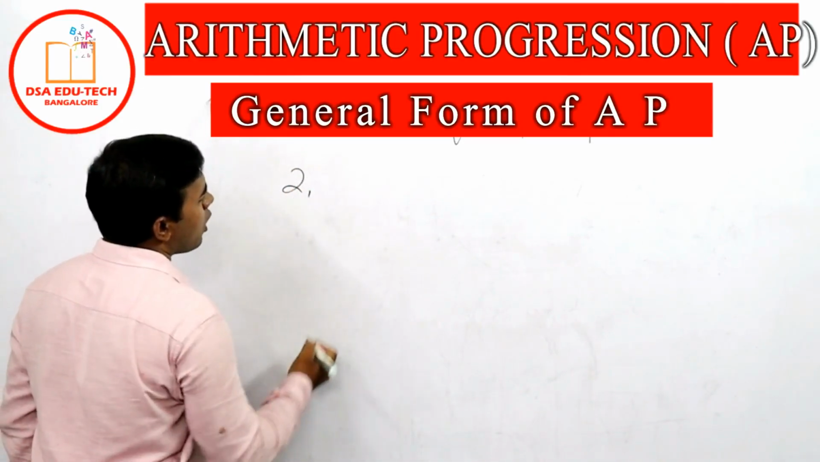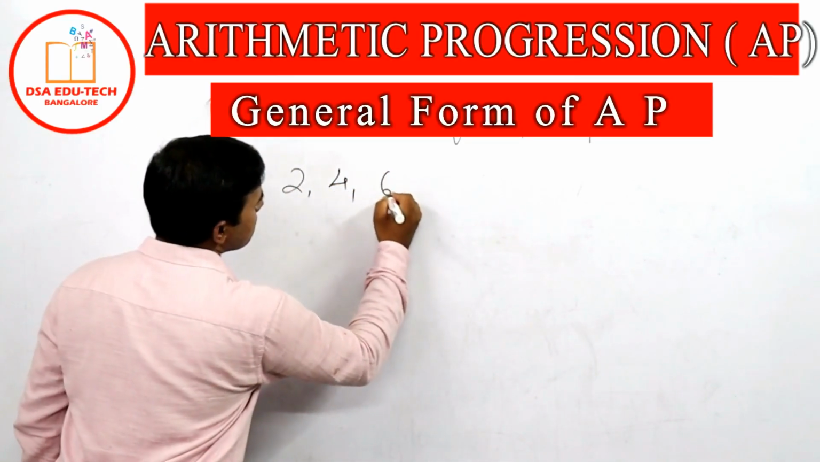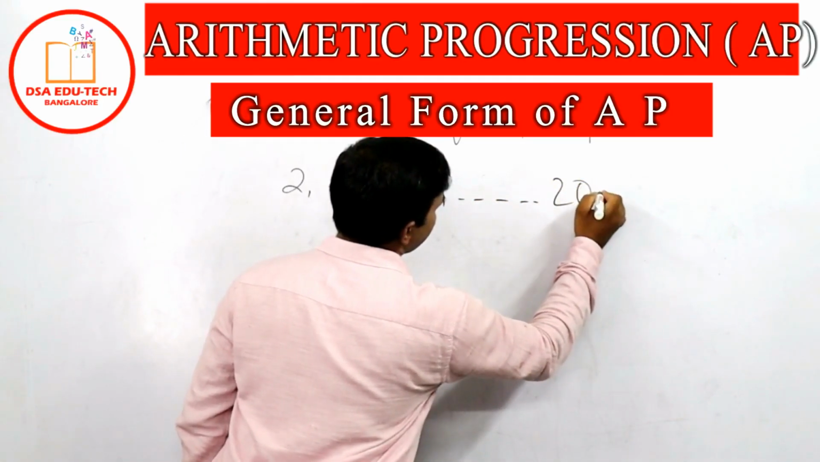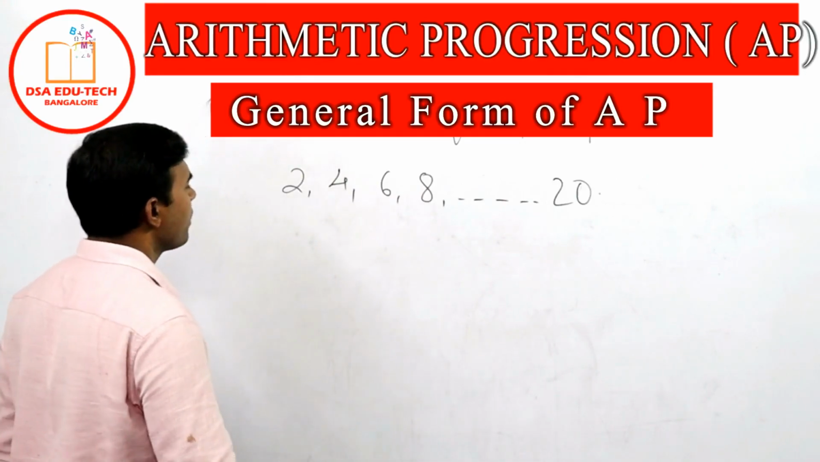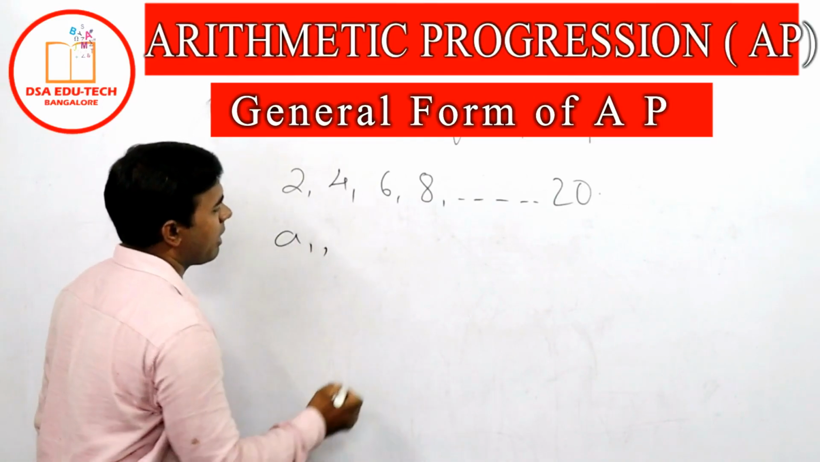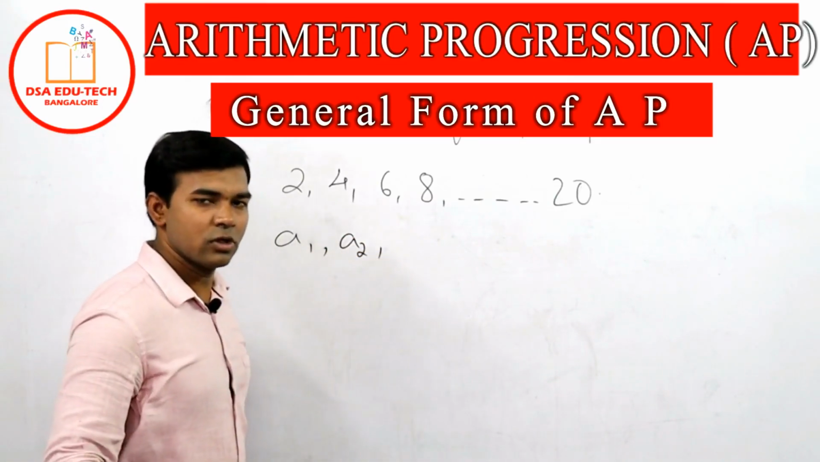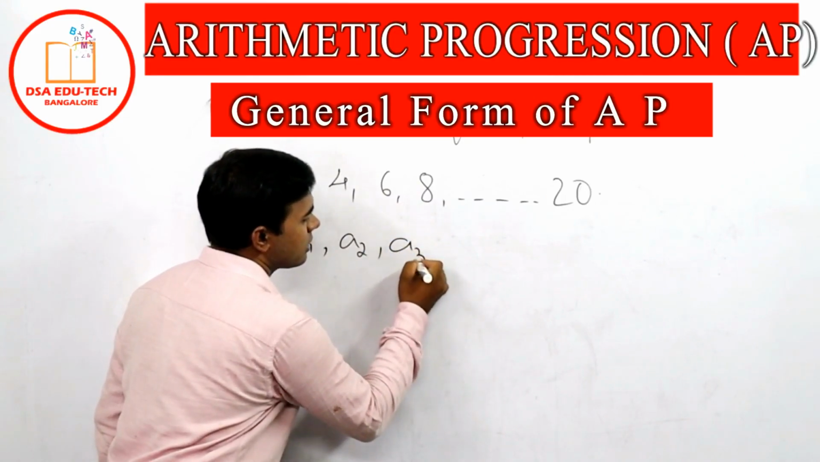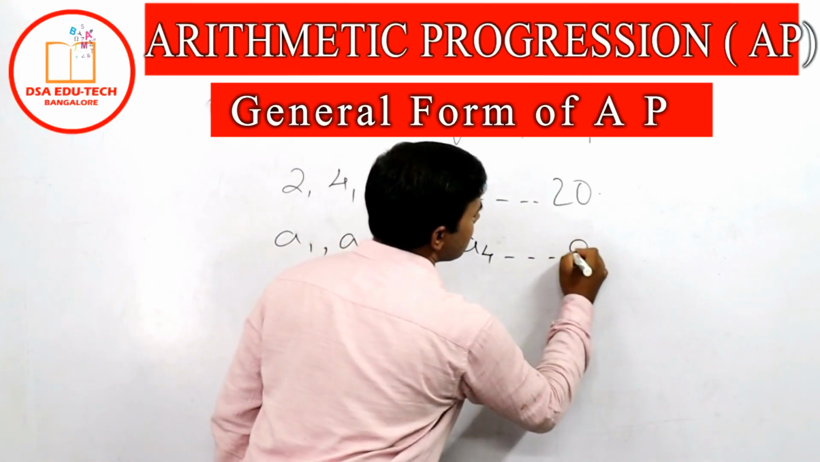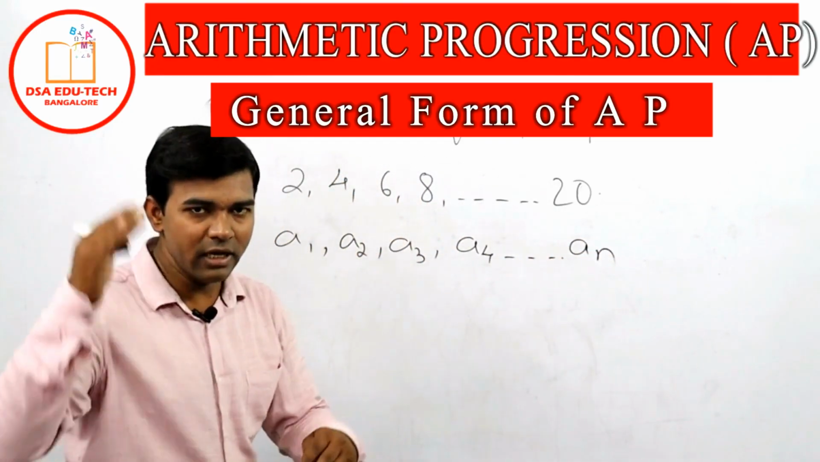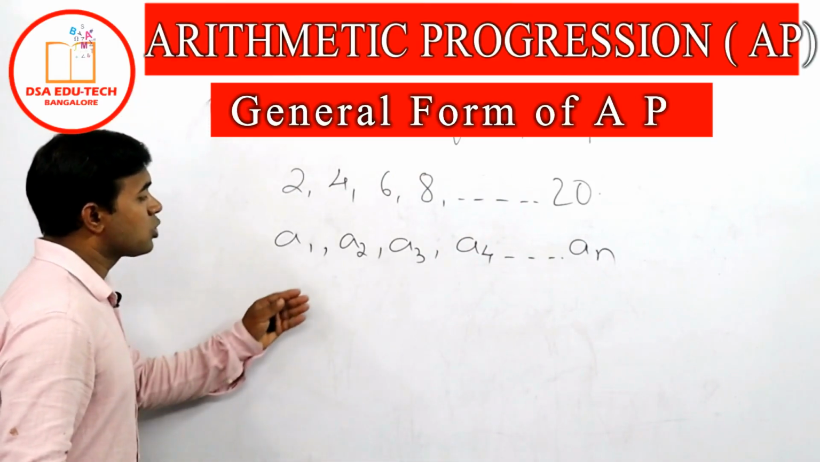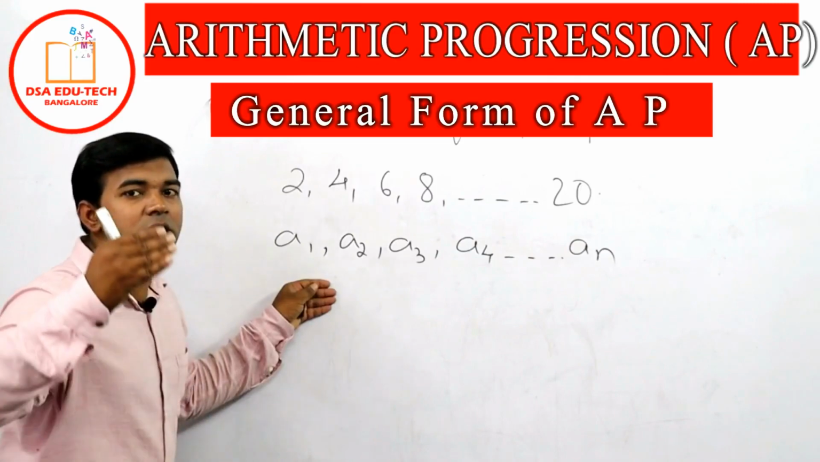So we are having 2, 4, 6, 8, and so on, and let me take the last term as 20. Here, this is my first term, 4 is my second term, 6 is my third term, 8 is my fourth term, so on. This is my AN. Everyone getting? The first term, second term, third term, fourth term, and so on. So now we need to find the general term.